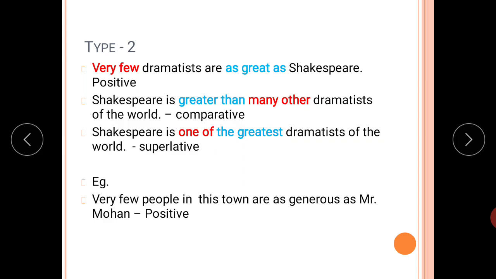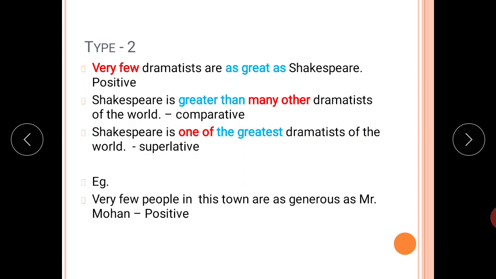And how does the adjective change? Positive, it is great, and here it is greater than. Here it is the greatest. Okay. Now I've given you positive. Very few people in this town are as generous as Mr. Mohan. That is in positive.